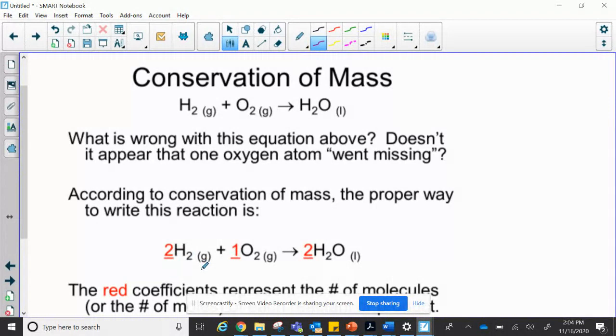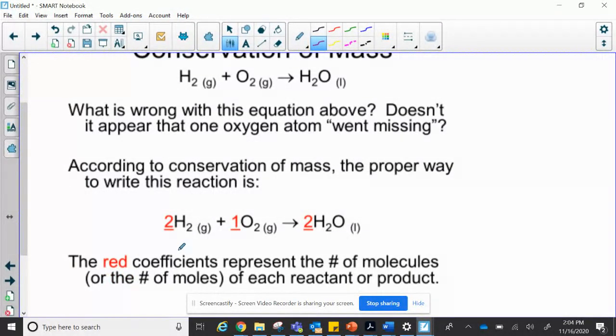You guys have learned how to count atoms. These red numbers here are called coefficients, and they represent the number of molecules. Later we'll talk about moles of each reactant or product. So what this is telling us is we have 2 molecules of hydrogen here, okay? But that's also the same as if we have 4 hydrogens. So really we're doing this 2 times 2. So right now we have 4 hydrogens on this side.